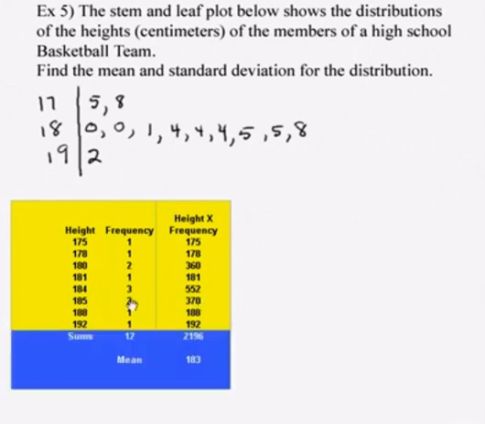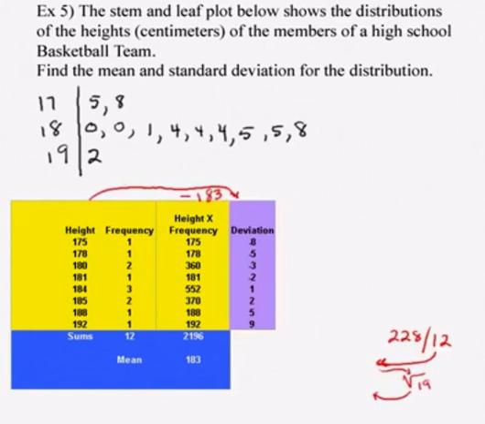Let's find their sums. If we sum the frequencies, that tells us how many basketball players' heights we're referring to, and there are 12 of them. Let's find the sum of the heights times the frequencies, which is the same as if we had written 180 twice, 184 three times, 185 two times, and added them all together. It's 2,196. We take that 2,196 divided by 12 on our calculators, and we get the mean is 183.